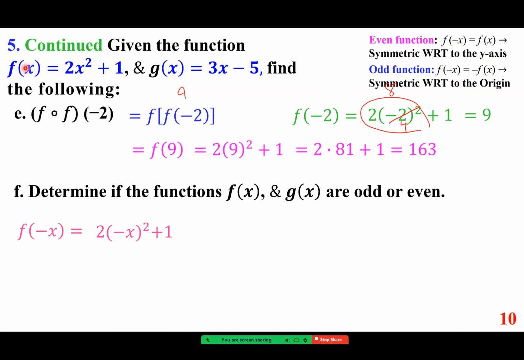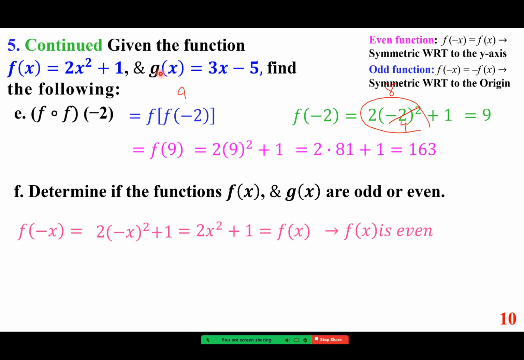So replace the x with minus x. As you can see, minus x squared is the same as x squared. So this is 2x squared plus 1, which is identical to f of x. By this definition, this is an even function. So we're done with f of x. We are going to look at g of x.